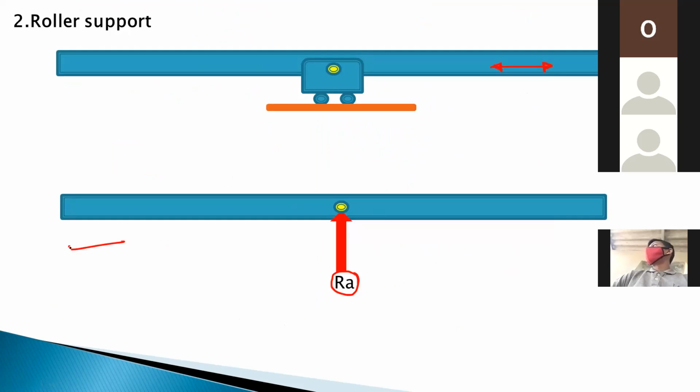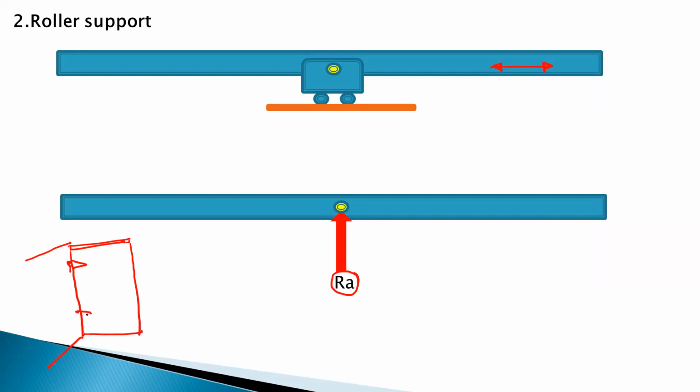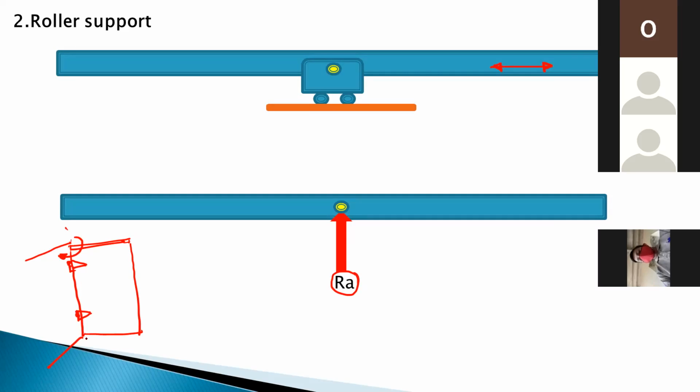So for the door, these are the hinges for the doors. Because of these hinges, the door can rotate about this point. That is the hinge point. But we cannot pull this door from this point.